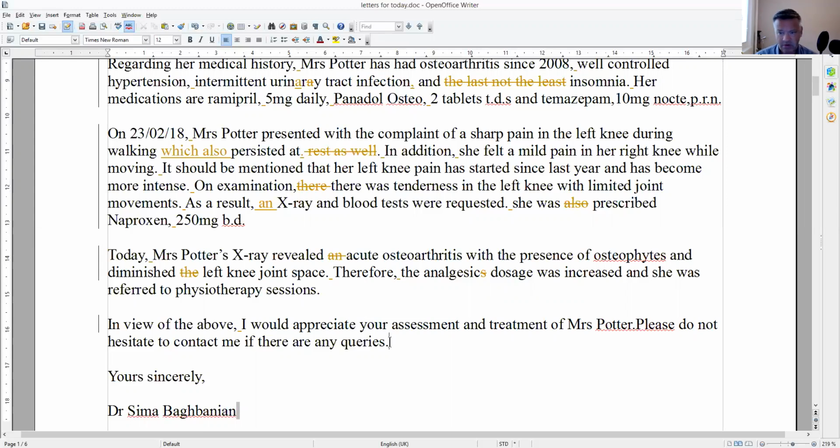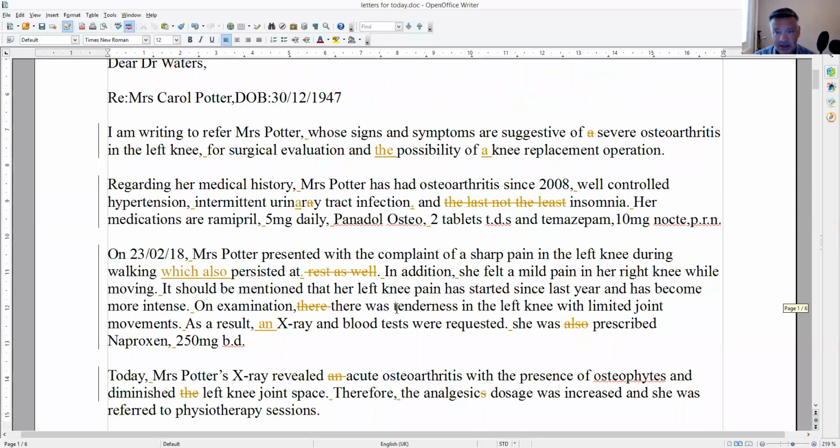In view of the above, I would appreciate your assessment and treatment, Mrs. Potter, and so on. Okay, so not too bad there. So you don't need articles for a condition. So no article for acute osteoarthritis. We don't need one for left knee joint space because of diminished. Okay. And an X-ray. The possibility of a knee replacement operation.